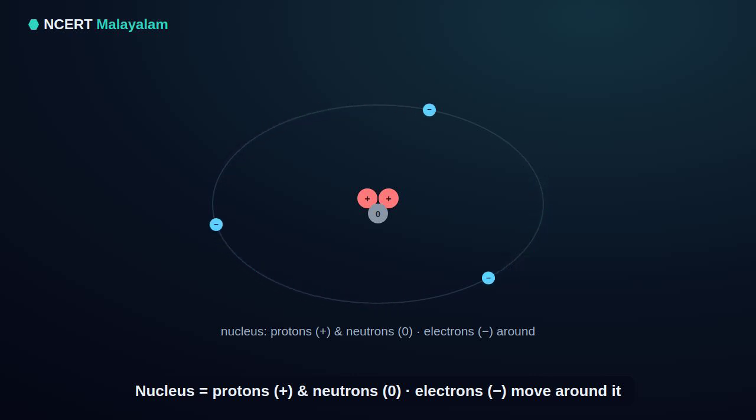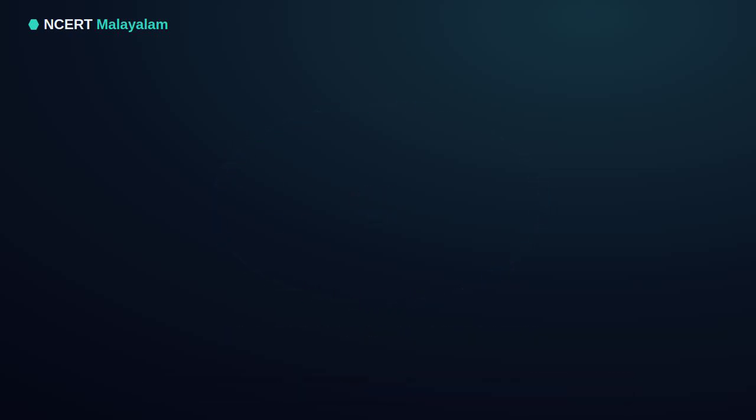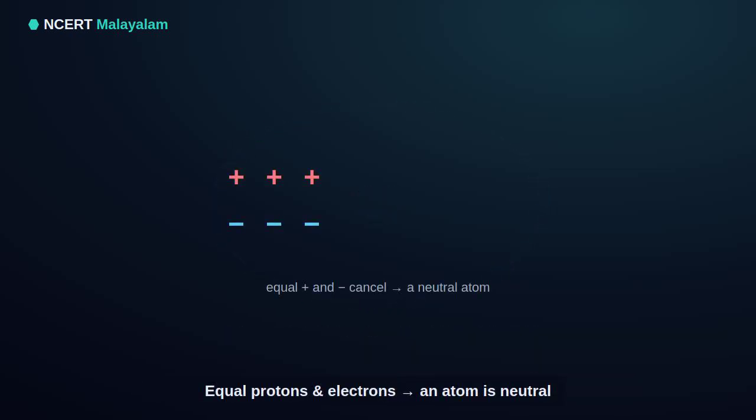A proton has a positive charge, while a neutron has no charge at all. Moving around the nucleus are very tiny particles called electrons, and each electron has a negative charge. In an ordinary atom, the number of protons equals the number of electrons. Both the positive and the negative charges are equal, and they cancel each other out. The atom has no overall charge, and we call it a neutral atom.